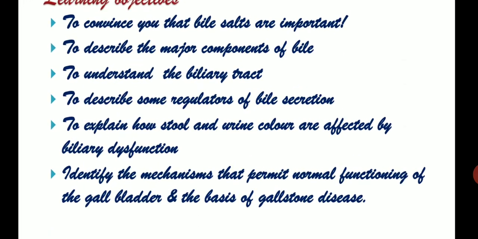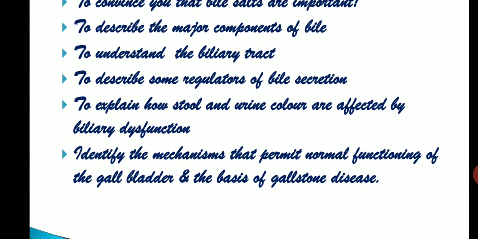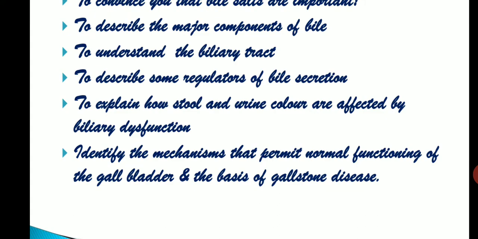The learning objectives are to continue to convince the students that bile salts are important, to describe the major components of bile, to understand the biliary tract, to describe some regulators of the secretion, and to explain how stool and urine color are affected by biliary dysfunction. Identify the mechanism that permits normal functioning of the gallbladder and the basis of gallstone disease.